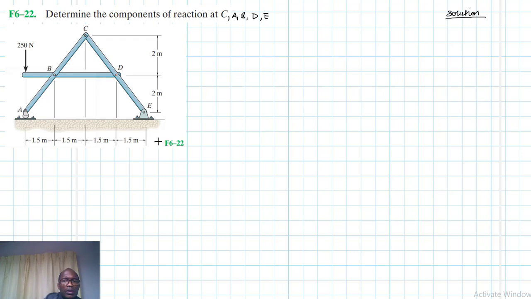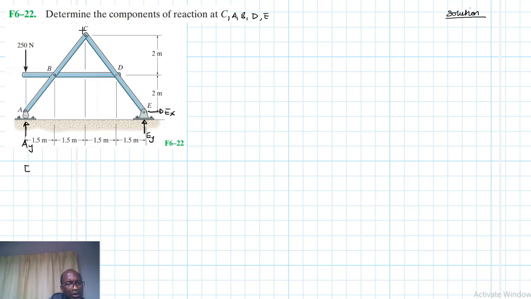Alright. So we have three force members. To start with, we are going to apply the equations of equilibrium. At the roller there, we expect AY, and then at the hinge there, we expect EY and EX. Right, so let's apply the equations of equilibrium.